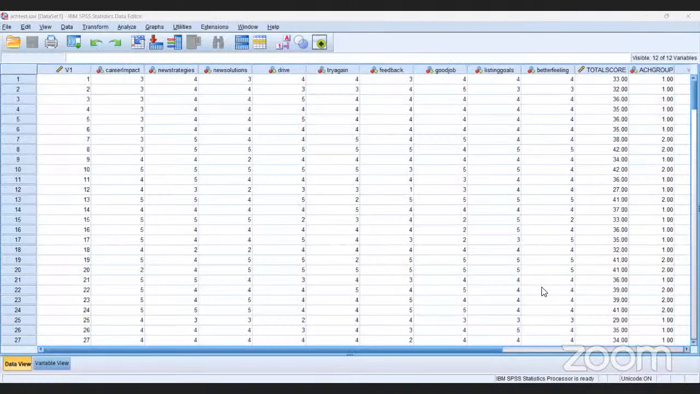Now you check the data. This is the data and this is the two groups. Two means they have received the training and one means they do not have the training. That means one is the control group and two is the experimental group.